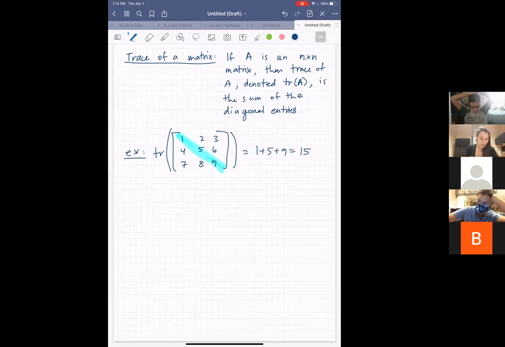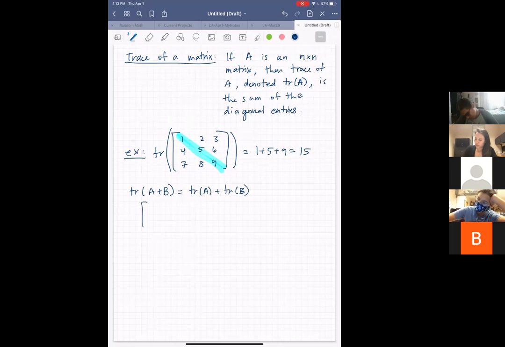So one property of the trace is that if you take two matrices and add them together, so if we have two matrices A plus B, both n by n, and we add them together, then this is equal to the trace of A plus the trace of B, right? That makes intuitive sense, because if you imagine adding those two matrices together, you will add each of the diagonal entries together. So yeah, that's exactly what's going on here.